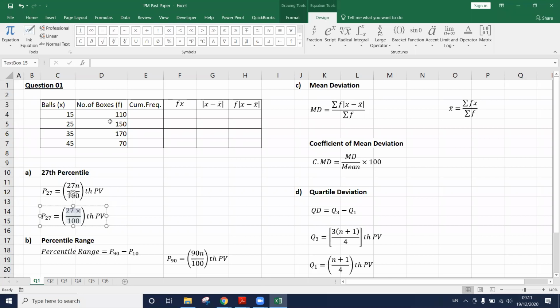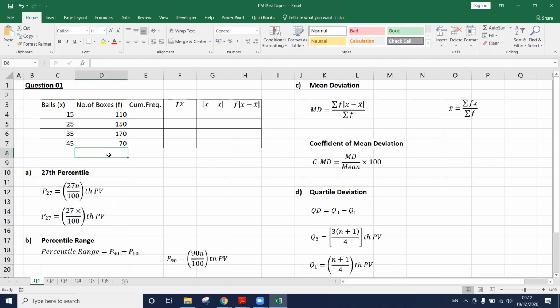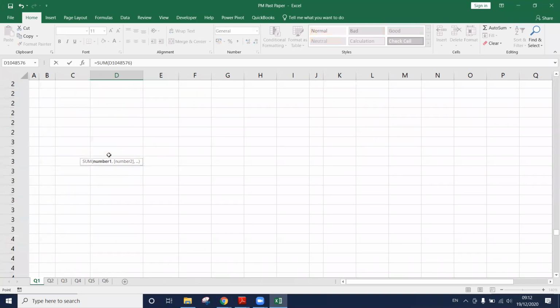What is n? n means sigma f. It should be sigma f, right?